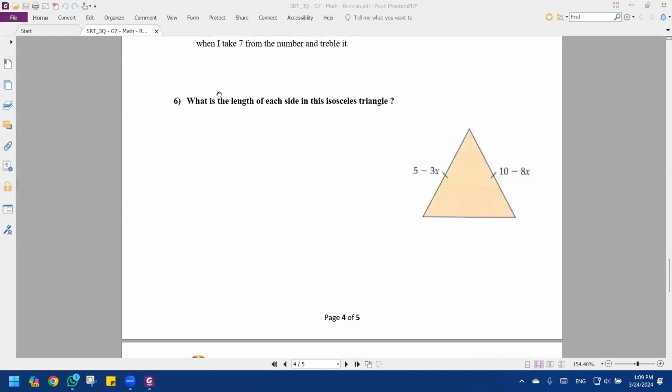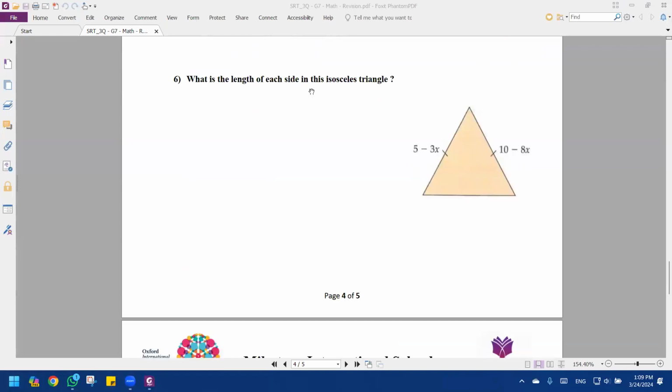Now, last 2 questions. What is the length of each side in the isosceles triangle? When we say isosceles means we have two equal sides, this one and that one. How do I know that they are equal? We already have this dash here. So they need me to find the length of these sides. Not the variable x, no, they need to find the length. Okay, since they are equal, I can write the equation 5 minus 3x equal to 10 minus 8x. So these two sides are equal.